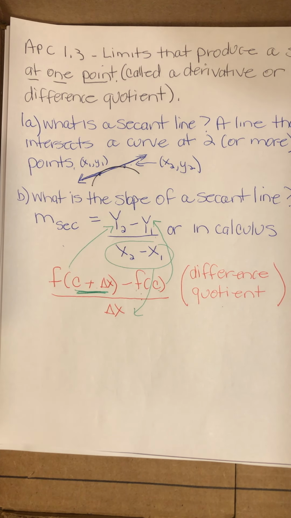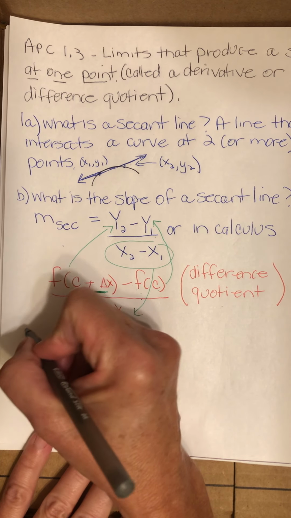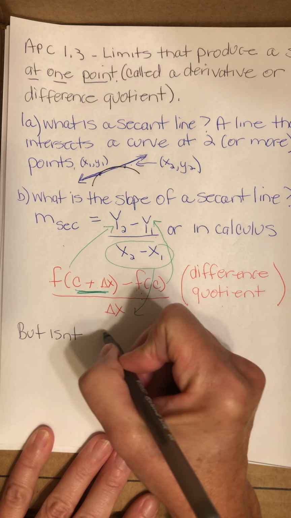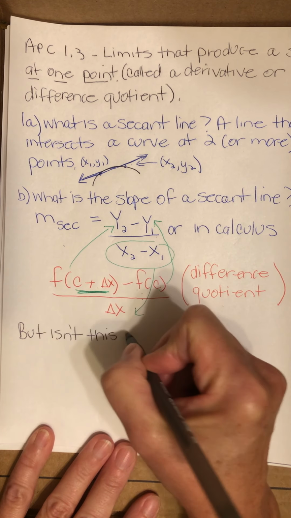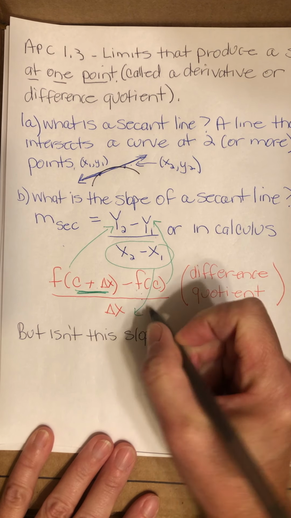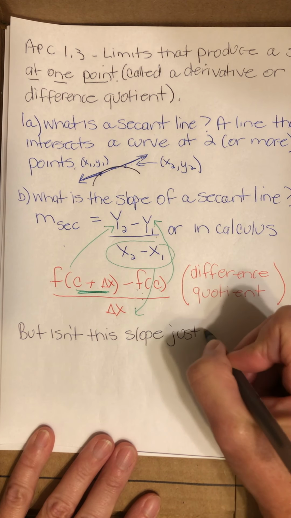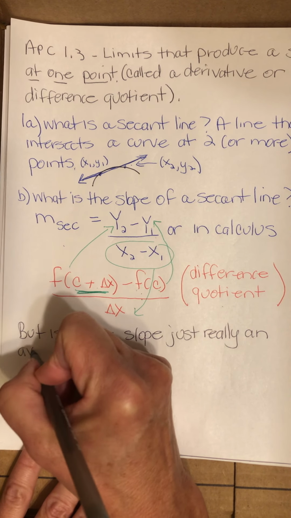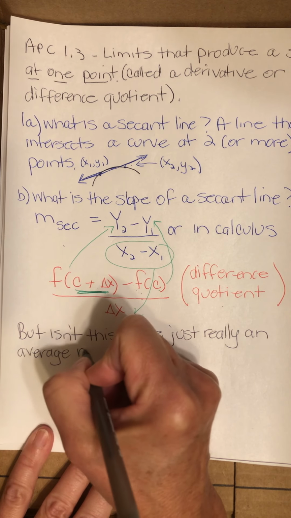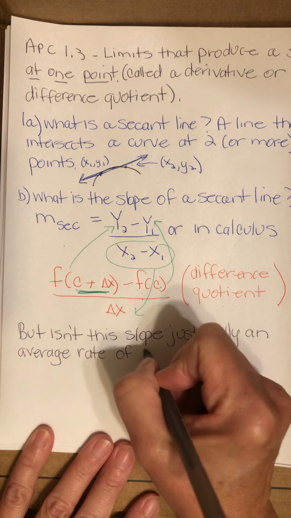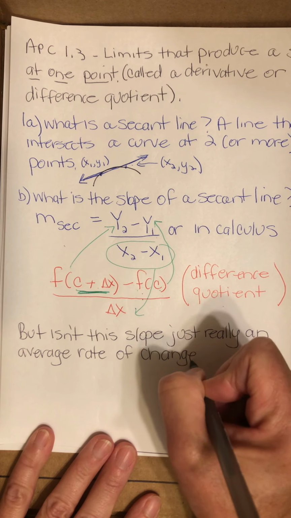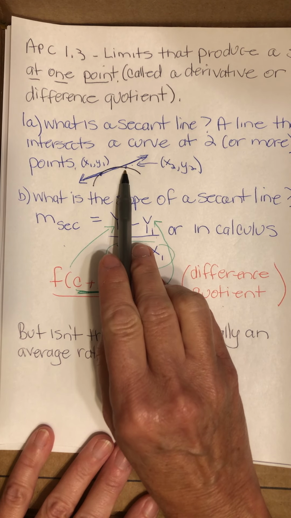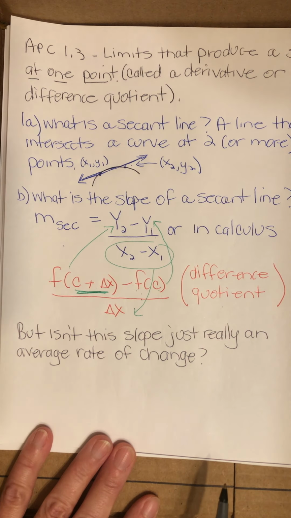Okay, but here we go. Isn't this slope that we have above really just an average rate of change? Or speed, if you will, an average rate of change. What if we made the 2 points in the picture above get infinitely close to each other?